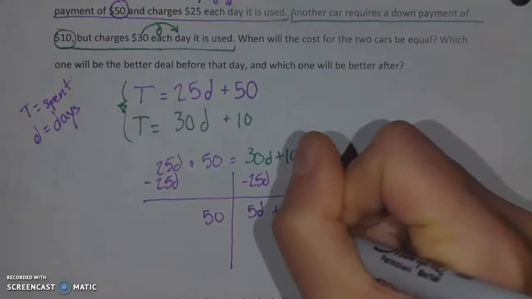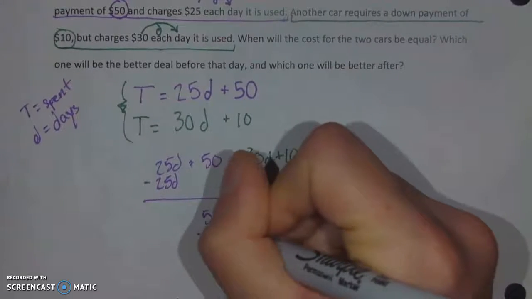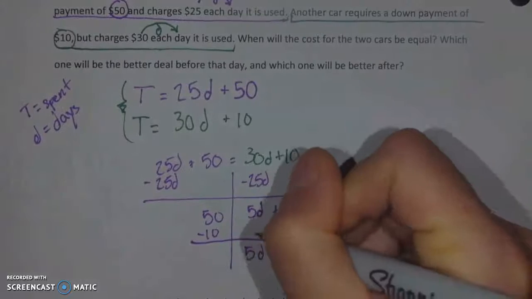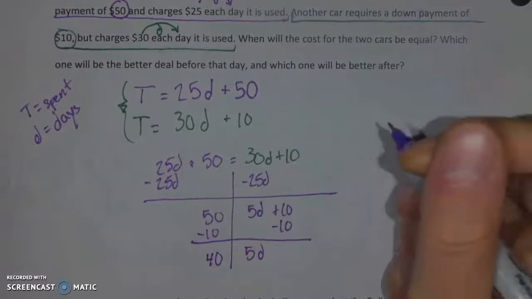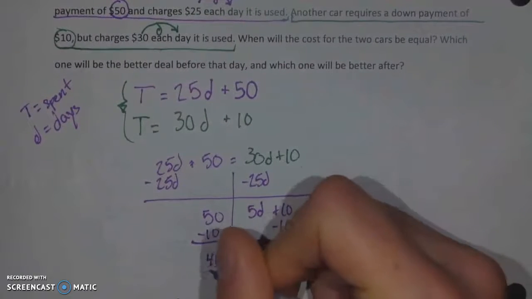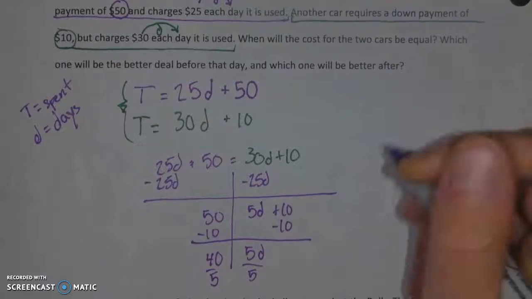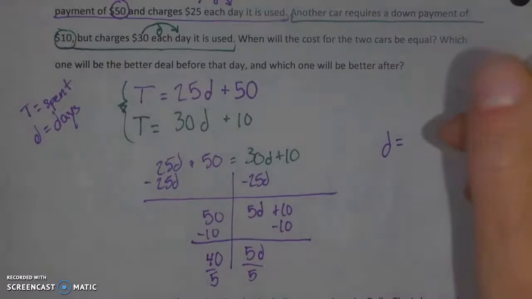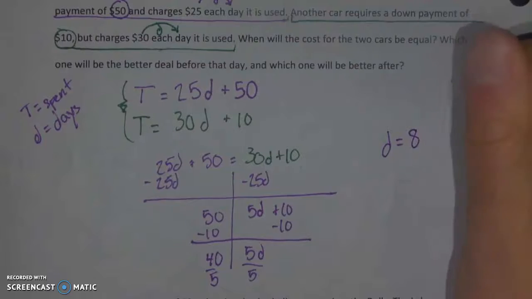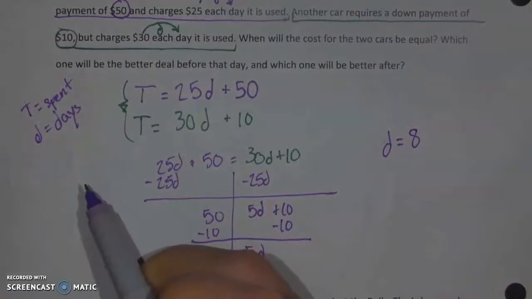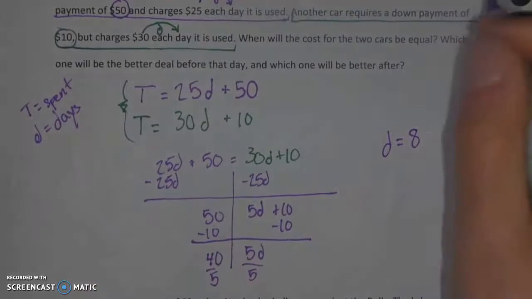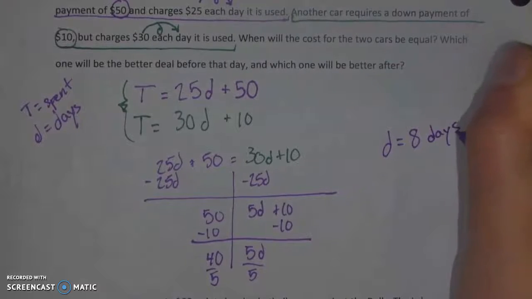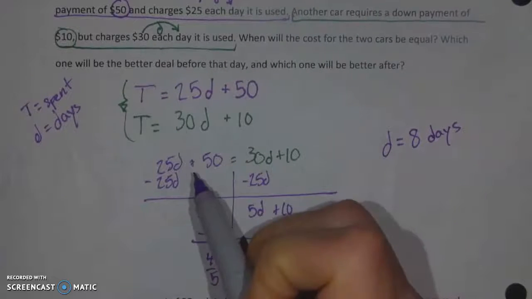Now I'm going to get my other like terms together by subtracting 10 from both sides. That leaves me with 5D is equal to 40. And dividing both sides by 5, I am left with D is equal to 40 divided by 5, or 8. Now remember, D stands for days. So at D days, or 8 days, our totals are going to be the same.